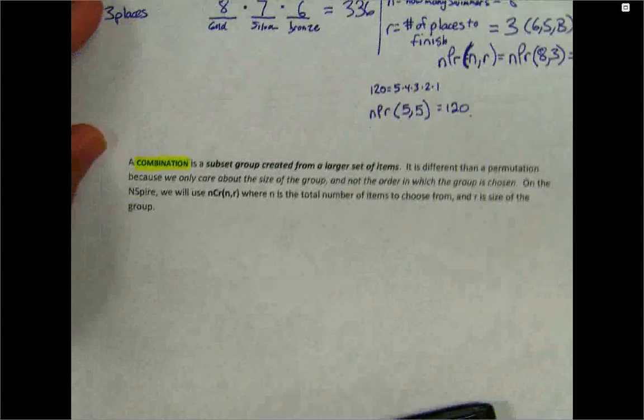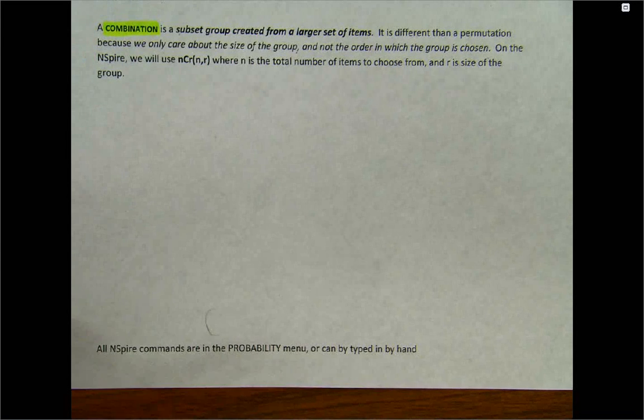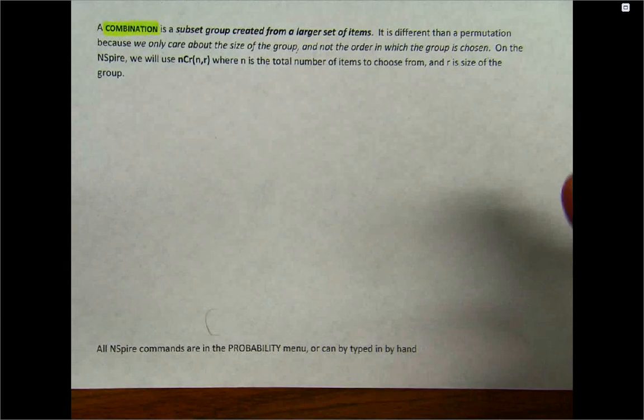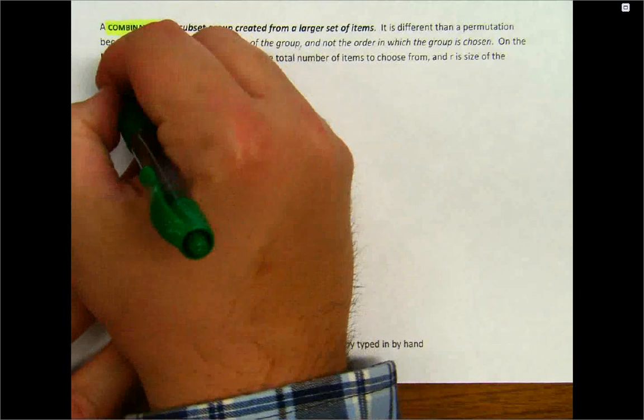Alright, now combinations, this works a little bit differently because combinations says, alright, we have a bunch of people, like for example, in this class we have about 25 people, and let's say I want a group of 4. I don't care who's in the group, I just want to know how many groups of 4 I can make. Well, basically what I want to know is how many different groups of 4 I can make if I'm just choosing 4 of you.